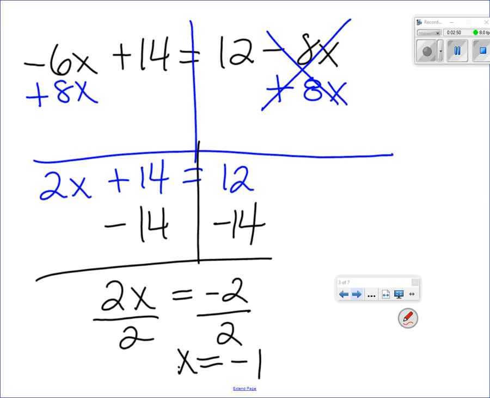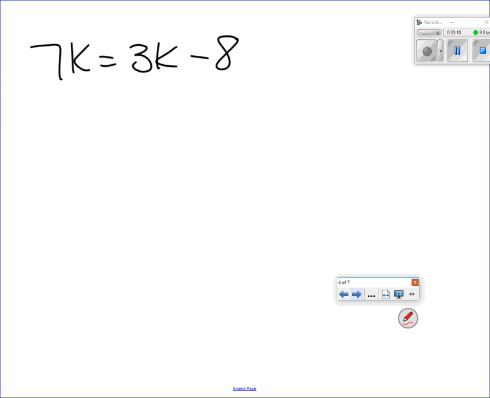If I put that back in my equation, so negative 1, negative 1, I get 6 plus 14, which is 20. And I get 12 minus negative 8, which is also 20. Okay. I want you to look at this one together. We're going to do this one together, and I'm going to give you a chance to do a couple on your own and get them checked.